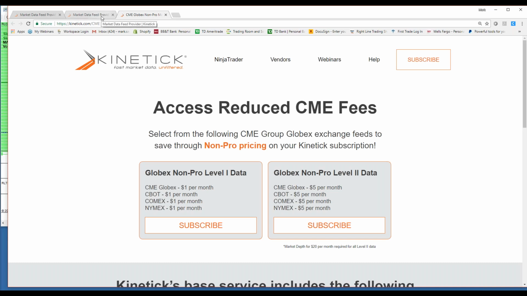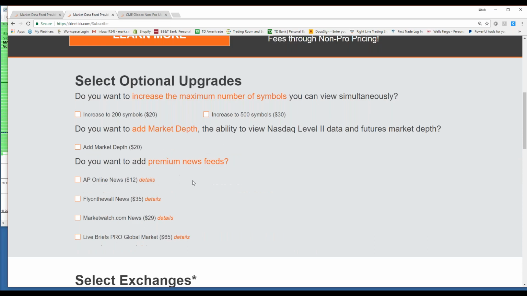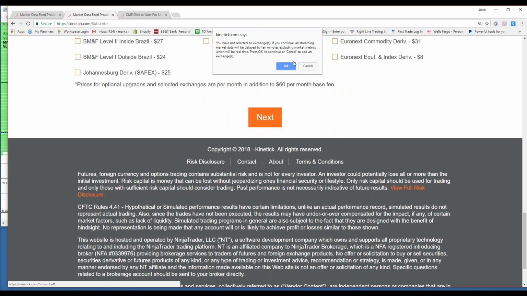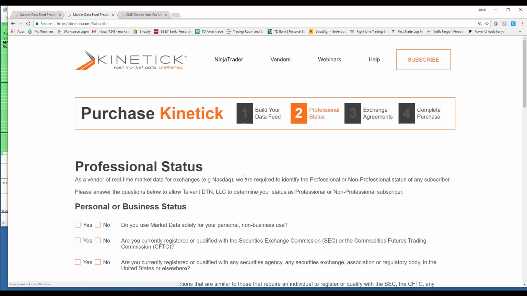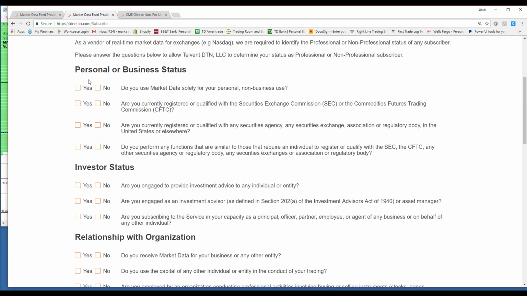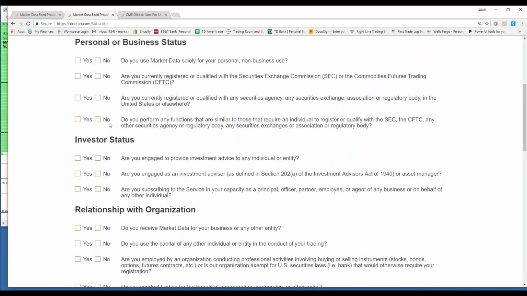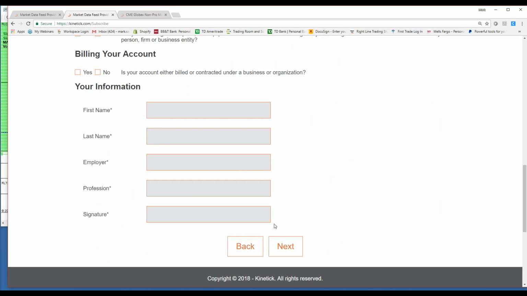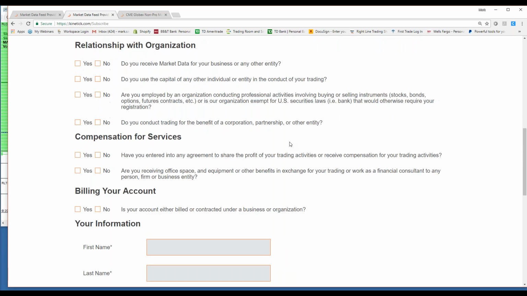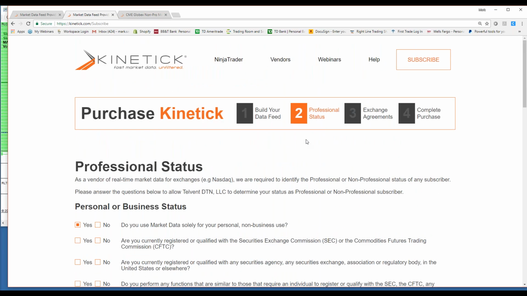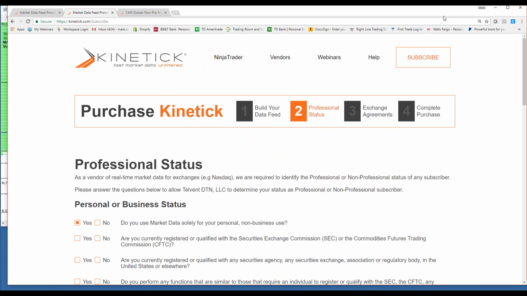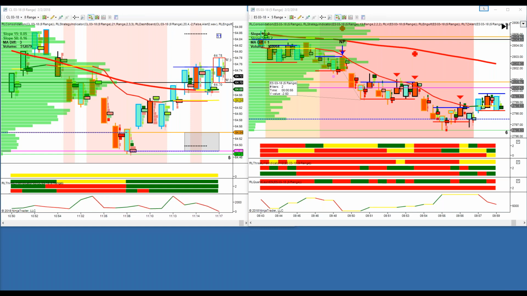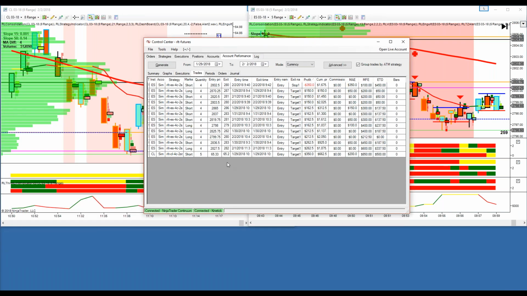I think you skip all of this and just go to next. Just skip everything, answer these questions. These are yes, and these are all no. And then you put your information in, and you're going to get the basic data feed. It's all real-time data on the 500 metrics that we use for the cash markets, and that's how you do it. I don't have any relationship with Kinetic, and I pay this. It's just the price of doing business.